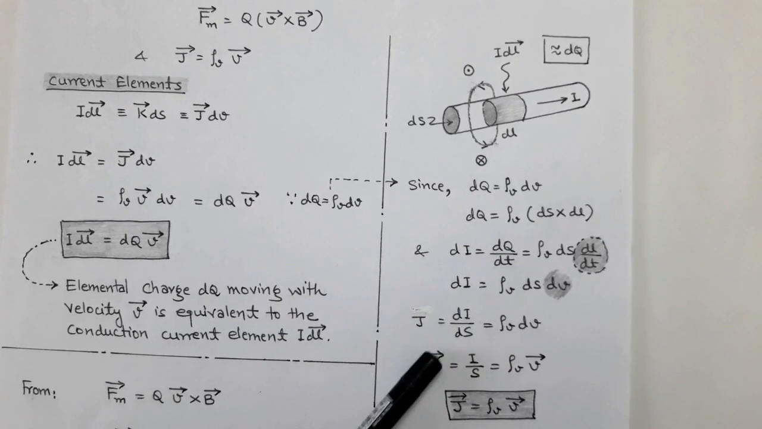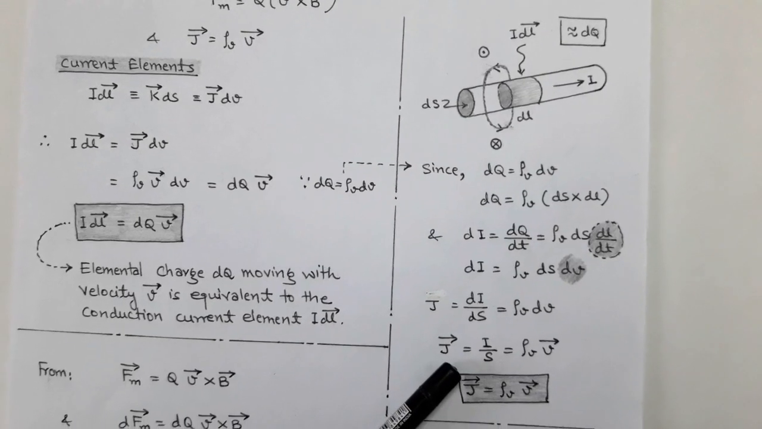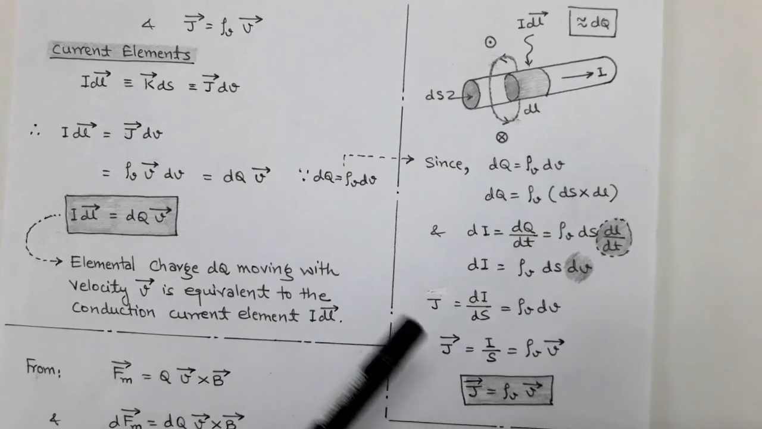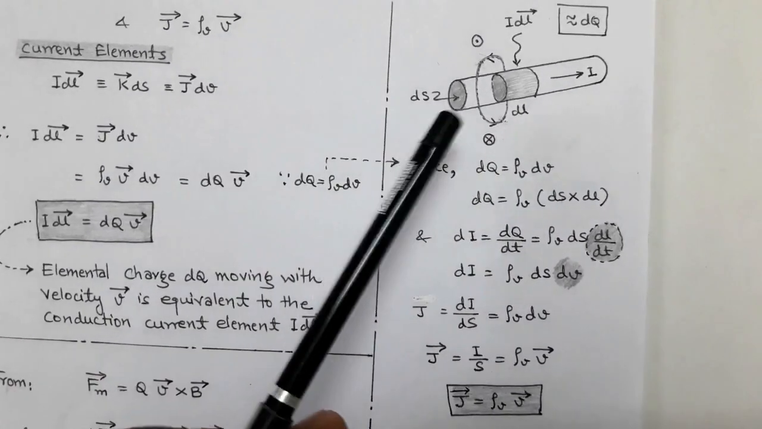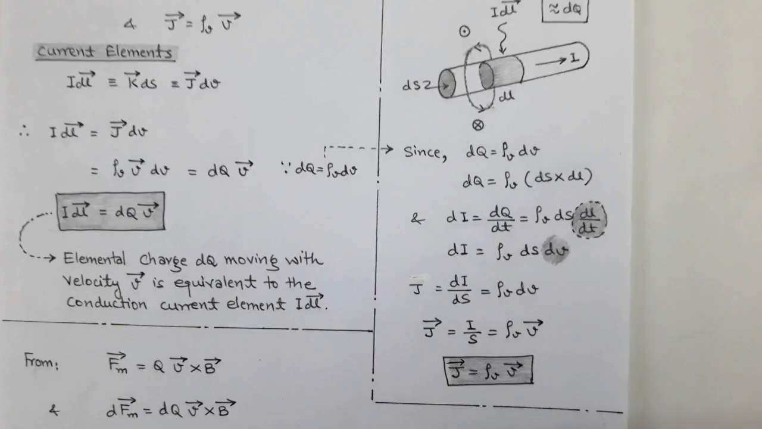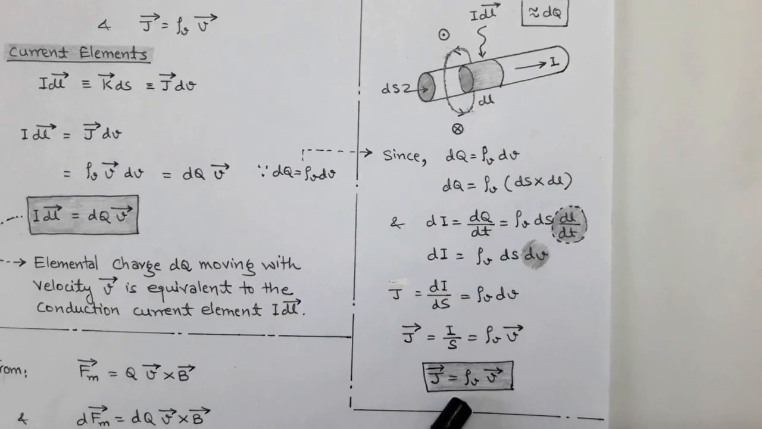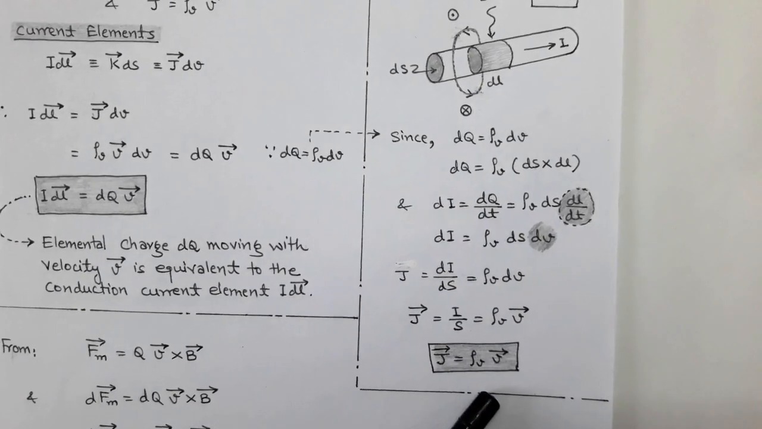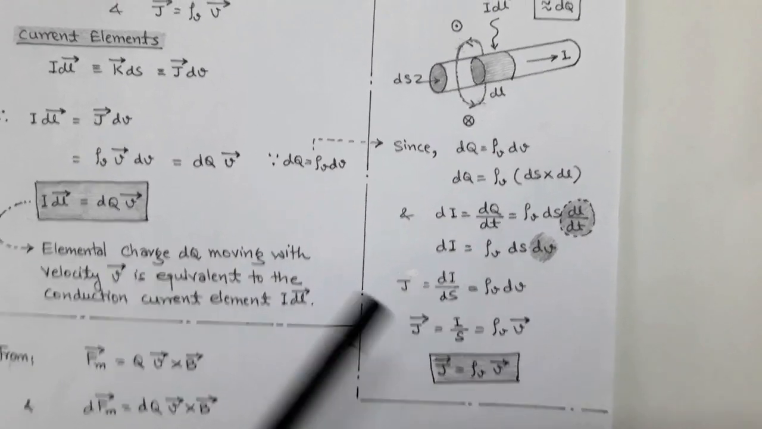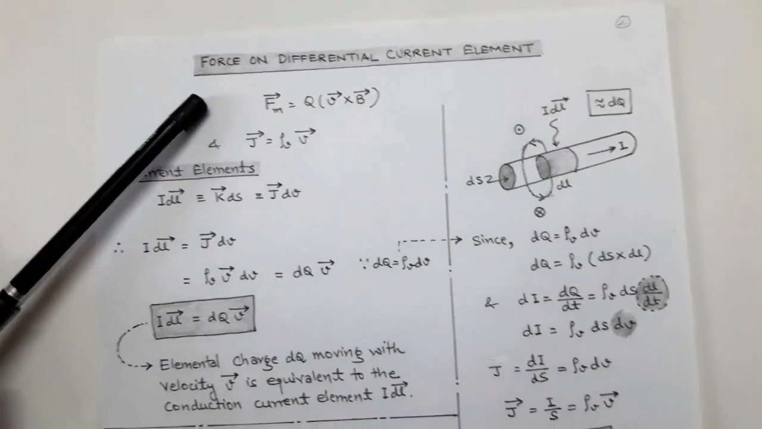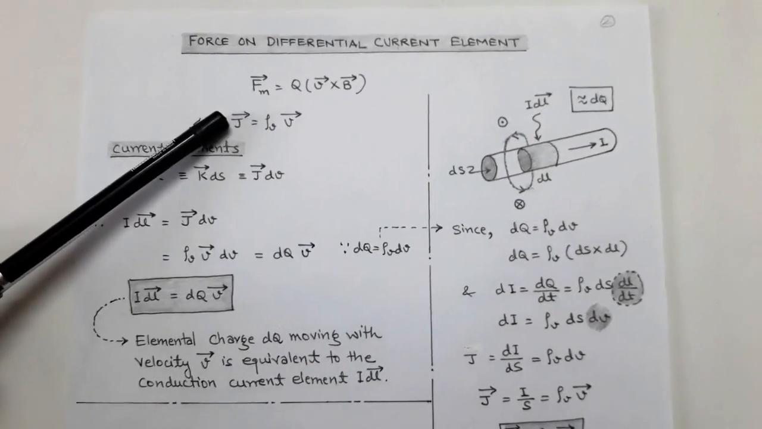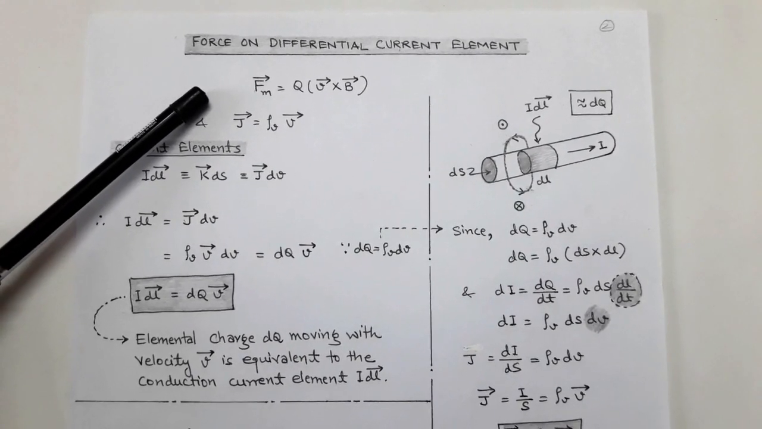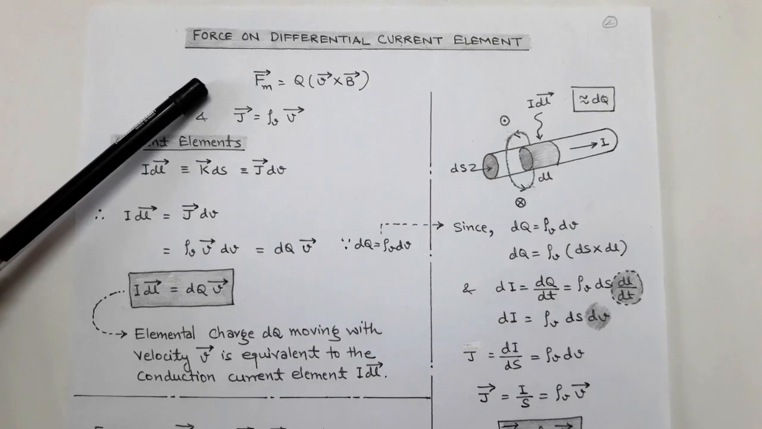To get the total current density, we take an integration. So we get J vector equals I upon S, where S is the area of this conductor, and that equals rho v into V vector. So there is a relationship between current density and velocity vector in terms of volume charge density, that is J vector equals rho v into V vector. So here we take the relationship of J vector and V vector.